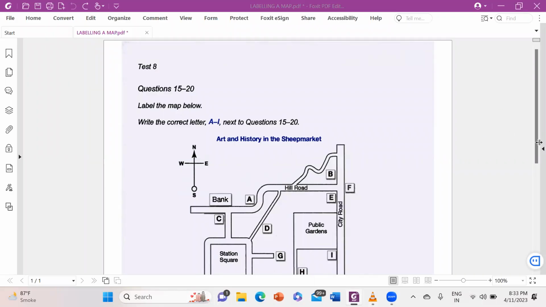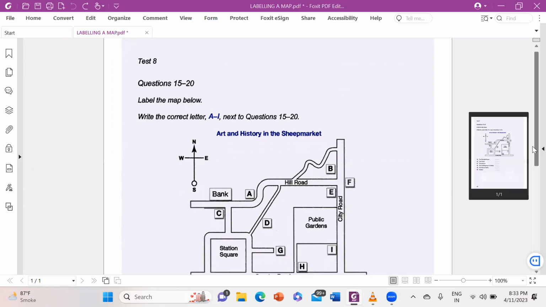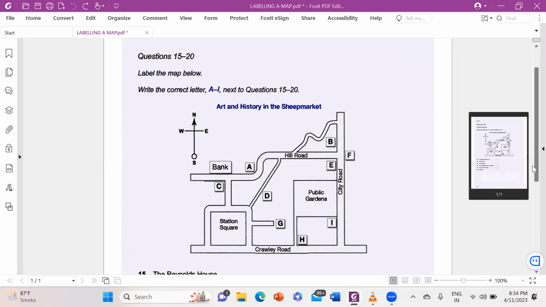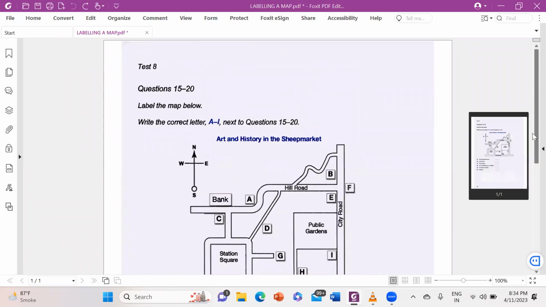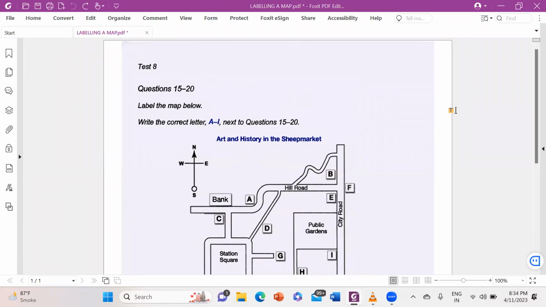I will solve one labeling a map in front of you so that you come to know how I think, what I do, and what I don't do, so that after today's class, whenever you do labeling a map, you have the advantage.